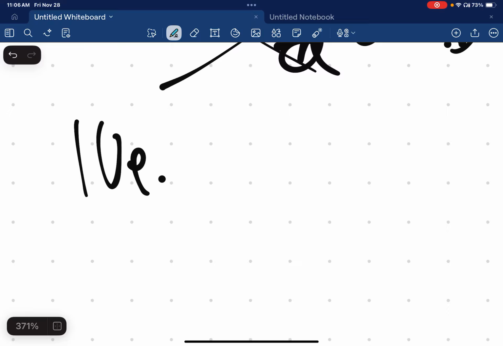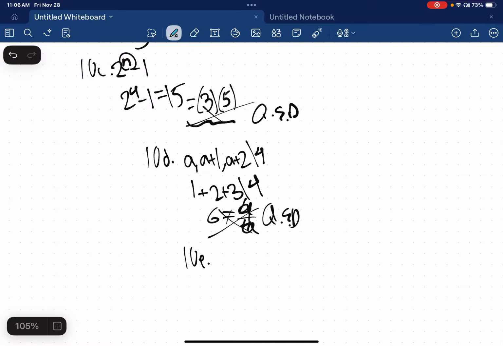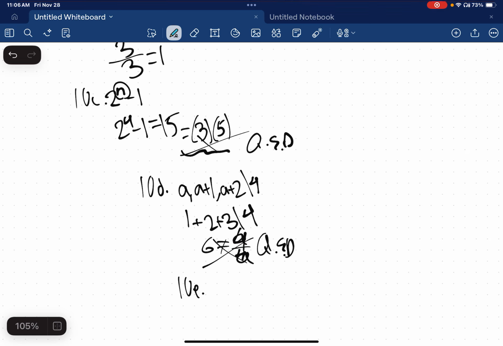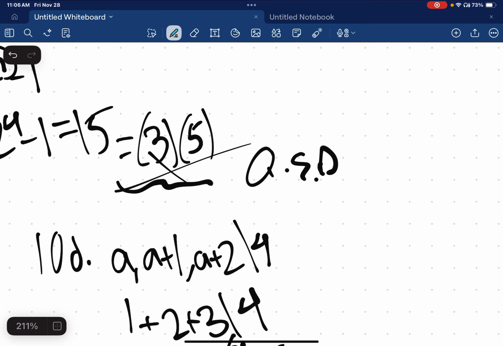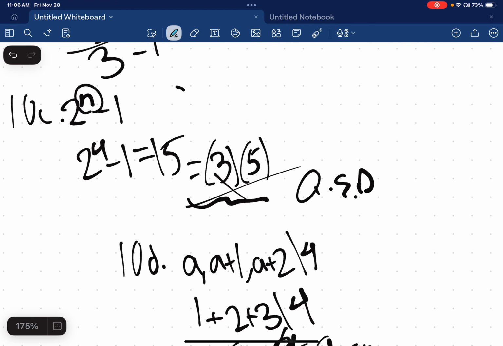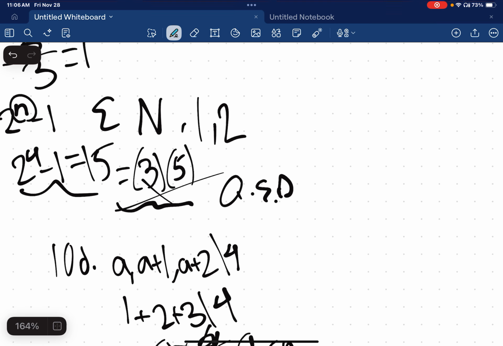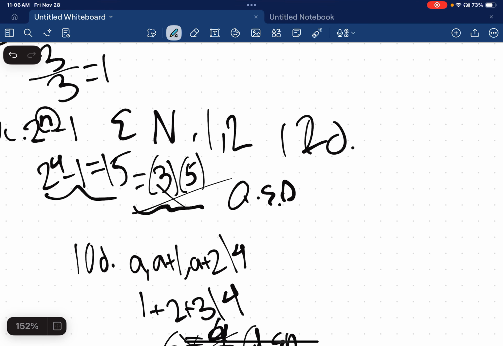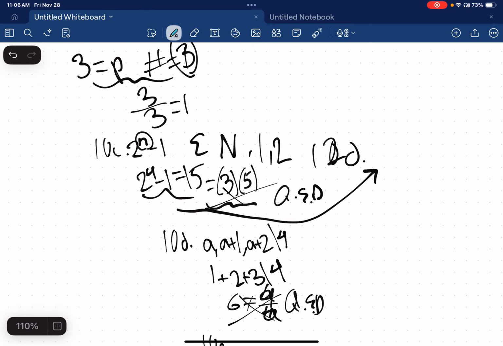10E, the sum of 3. Oh, wait, was that 10E? Did I skip something? I did skip something. Oh, shoot. Okay, 10C was asking for all natural numbers, which some people just say it's 1, 2, plus. We just proved that here. But then 10D is asking for any positive integer. And we literally just proved it with a positive integer over here, so there's no need to prove that again.